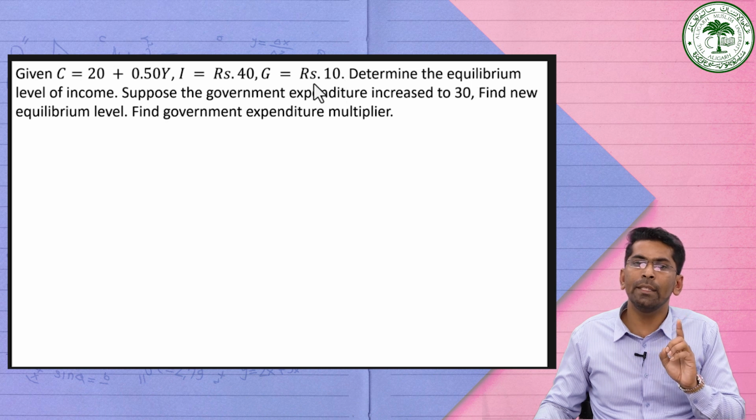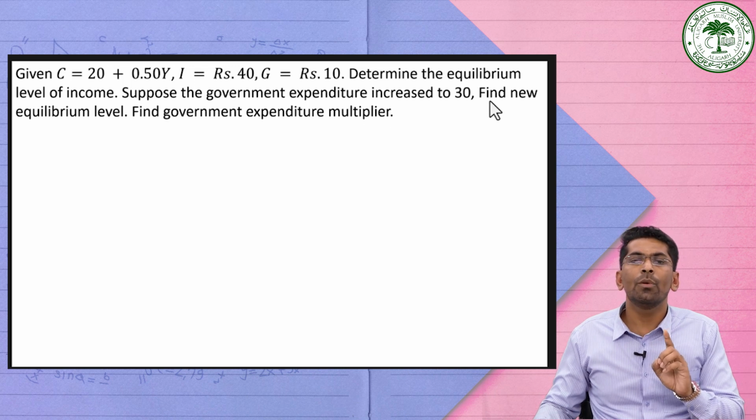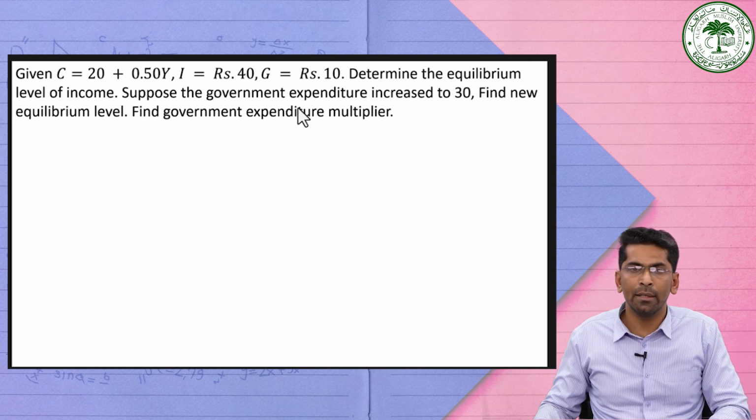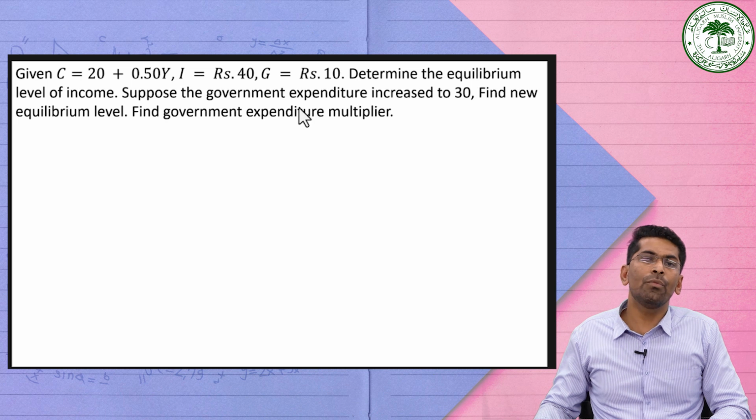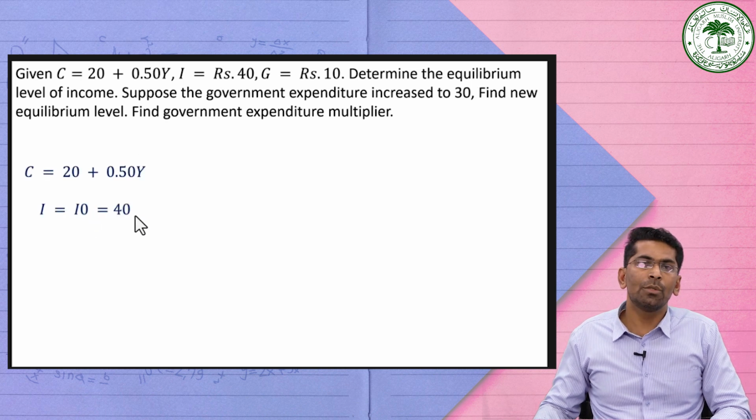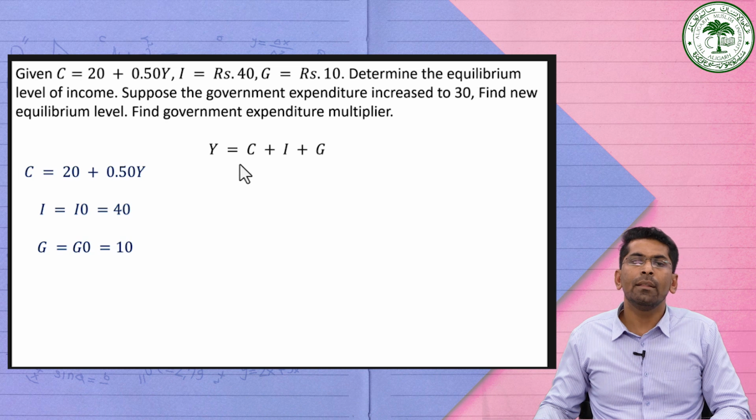Earlier the government expenditure was 10. Now government has decided to increase its expenditure to 30. So what is the new level of income and what is actually the government expenditure multiplier here? So here we are going to find it. See consumption function is given, investment is also given, that is I is equal to 40, government expenditure is equal to 20, then Y is equal to C plus I plus G.